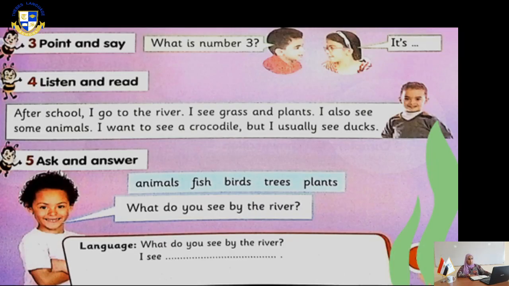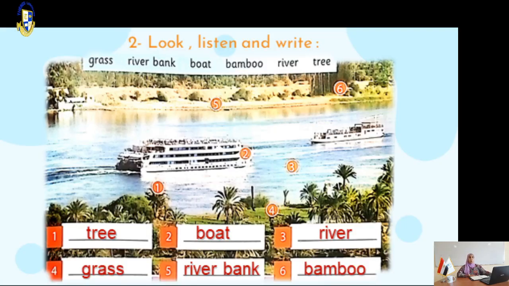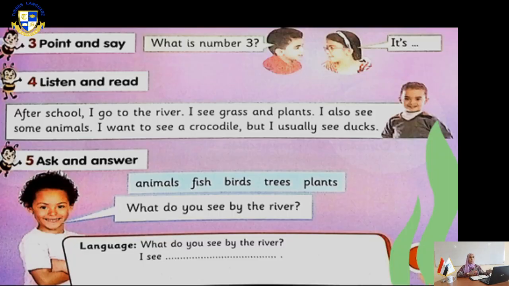Still on page 67, exercise number 3, point and say. What is number 3? We go back here in exercise number 1. What is number 3? Number 3 is river. What is number 1? Tree. What is number 5? Riverbank. And so on. You can go and play this game with your friends, and you ask the name of the number, and the other one will answer with the correct name.